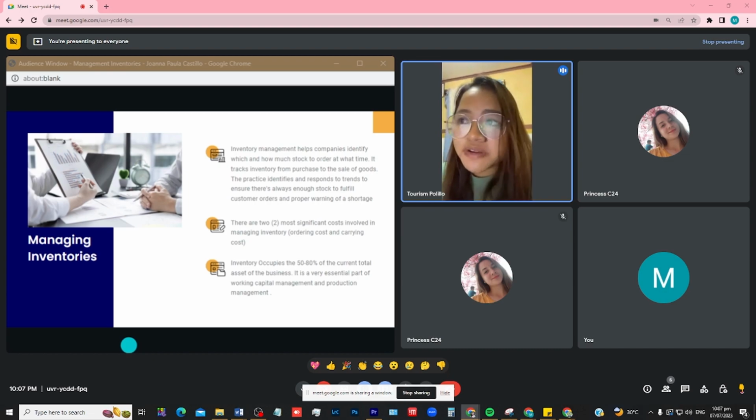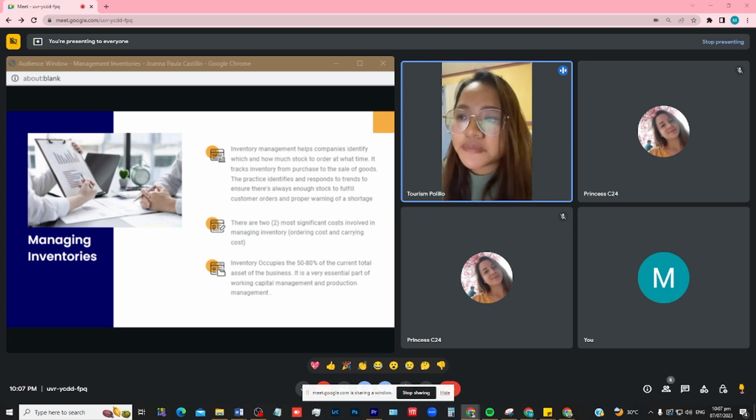Next, inventory management helps companies identify which and how much stock to order at what time. It tracks inventory from purchase to the sale of goods. So the practice identifies and responds to trends to ensure that they always have enough stock to fulfill customers' orders and proper warning of a shortage.